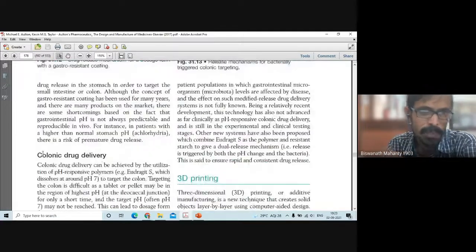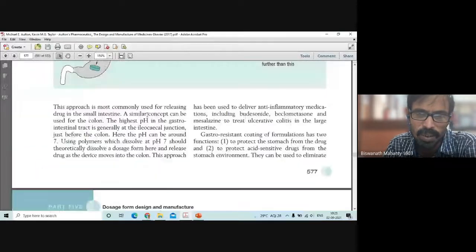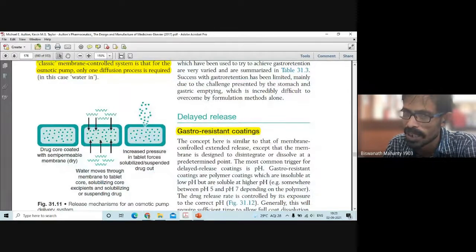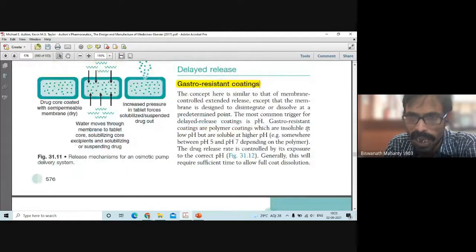So basically with that we will be closing our discussion of colonic delivery and stomach gastric delivery, gastro-resistance coating. Gastro-resistance coating means it will not work at low pH. It only works above a certain pH.